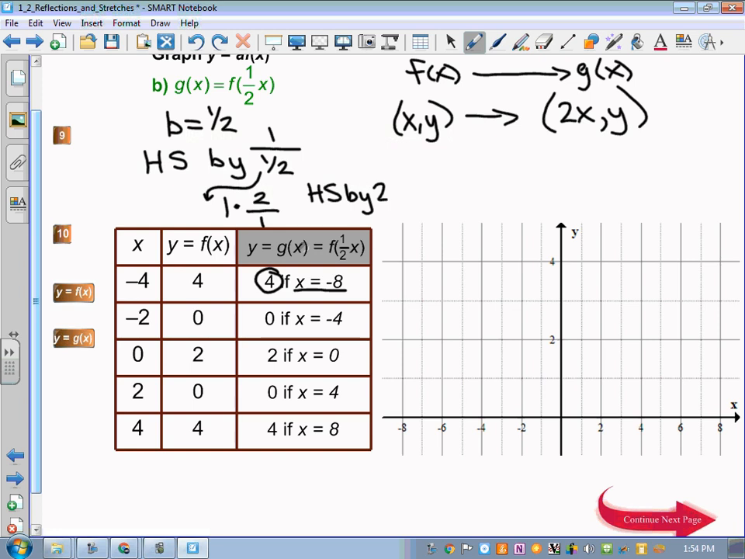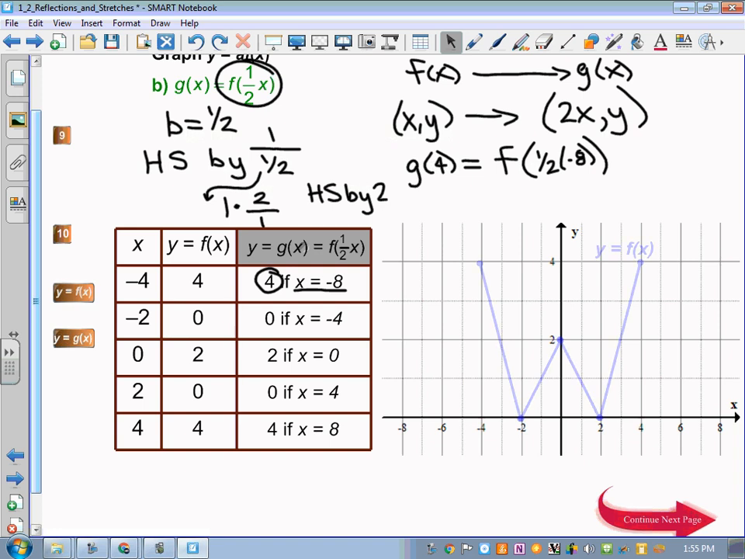Now, the idea behind this is that if I put -4, sorry, into f of x, it gives me 4. But because I would multiply that x by 1/2 first, what that means is that g evaluated at 4 is actually equal to function f evaluated at -8. So that's going to be 1/2 times -8. So what that ultimately does is it means that our graph becomes much more compressed. And that is a tricky thing.